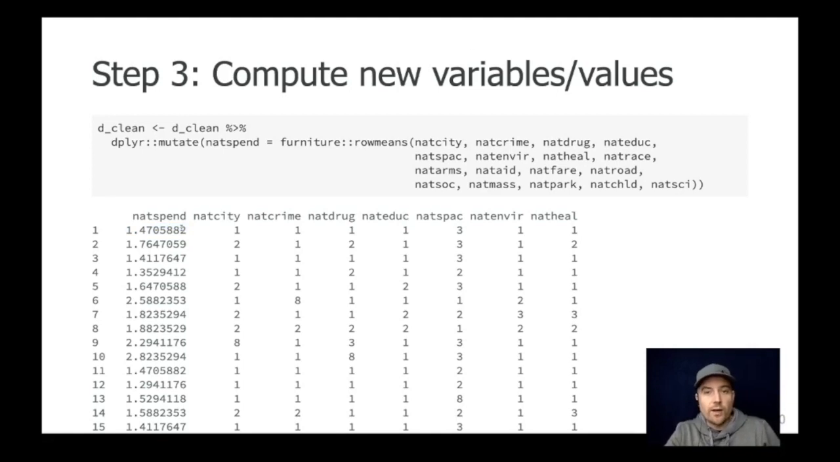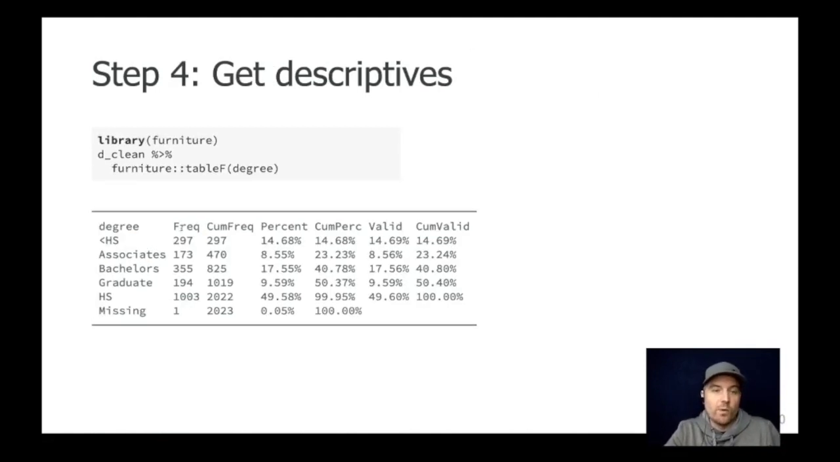Once we've done all these things to the data, we want to get descriptives. We want to make sure that everything looks the way that we expect. One way to do this is using the furniture package's table F function. If we grab dclean and give it a variable name, in this case degree, we can check degree and make sure it looks good. It's going to tell us all the levels: less than high school, associates, bachelor's, graduate, and high school. Note that we haven't told it what order it should go in, so it just went alphabetically.